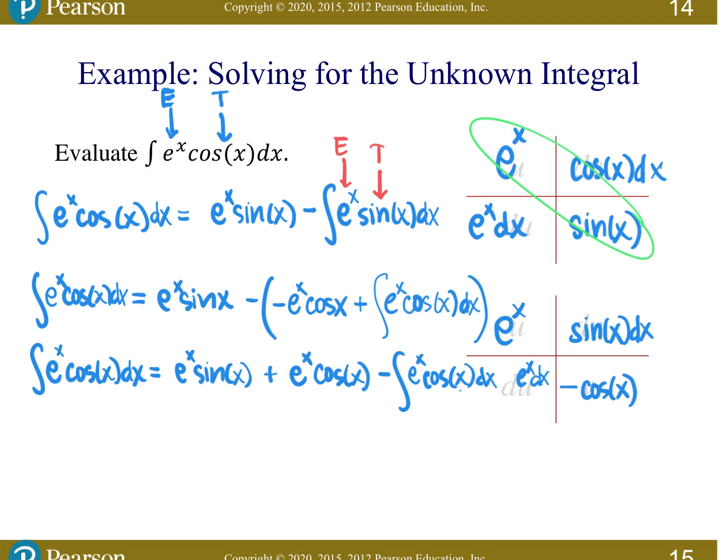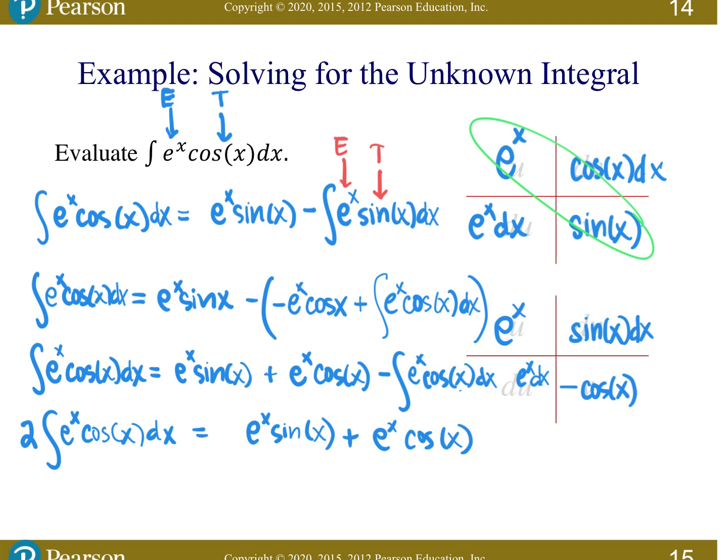But what if we move it to the other side, to be with the other one, then how many of them are there? Yes, that is exactly correct. So that's exactly what we do. Two of these integrals must be equal to e to the x sine of x plus e to the x cosine of x. Two of those integrals must be equal to that.